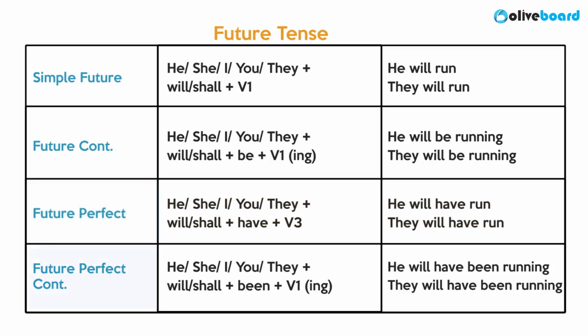The last is the future perfect continuous tense. As we know, continuous tense में हमेशा ing form use होता है verb का. Similarly, यहाँ पे भी whether the noun or the pronoun form he, she, I, you, they will be followed by will or shall, followed by been, and followed by the continuous form of the verb. For example, he will have been running, they will have been running.